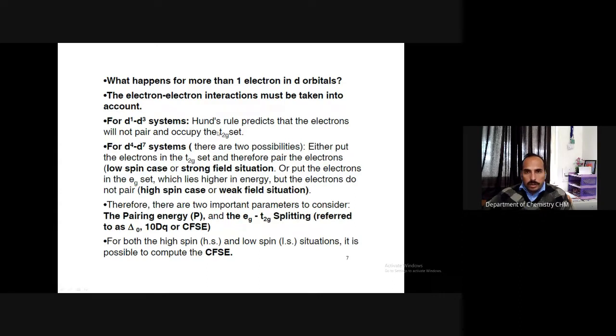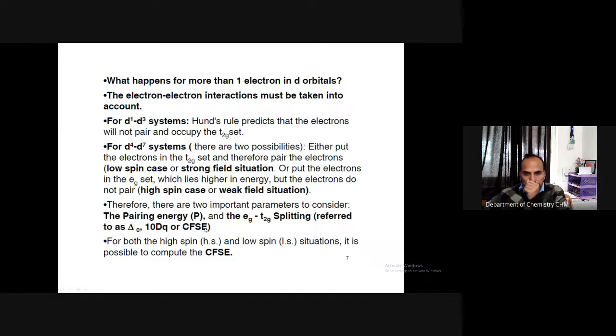So as I told you, I'll reiterate a few things. If there is more than one electron, electron-electron interactions will take place, so especially if you would like to explain the spectral properties, we need to consider this. Right now we are not considering the spectra. We are just thinking that in case of the d4 to d7 system, there are two possibilities always. Either you put the electrons in the t2g set and therefore pair the electrons, low spin case or strong field situation, or put the electrons in the eg set, which lies higher in energy, but electrons do not pair, high spin case or a weak field situation. Therefore, there are two important parameters to consider: the pairing energy and the eg-t2g splitting, the delta O or 10Dq, or crystal field splitting energy.